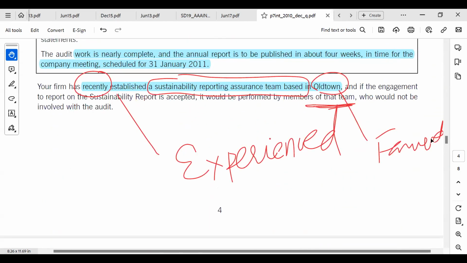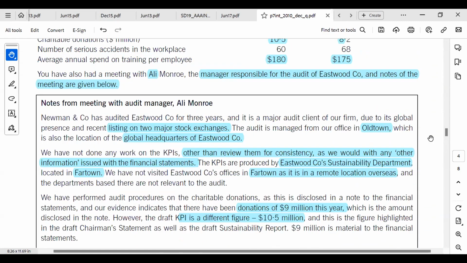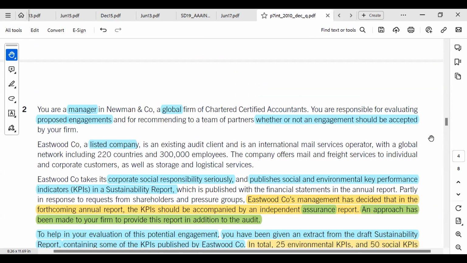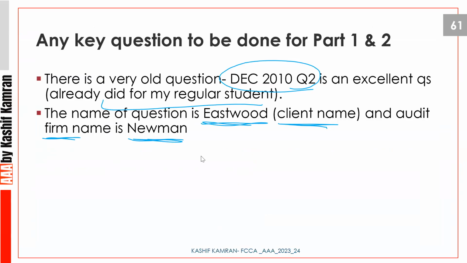So this is a wonderful question which I believe will set the tone for any future exams, and you should look into this question very well ahead of your March 24 exam papers. So this is what I was telling you. December 10 question 2, either by the name of Eastwood Company or by the name of Newman Company. Now we come to the new article, ISSA 5000 ED.